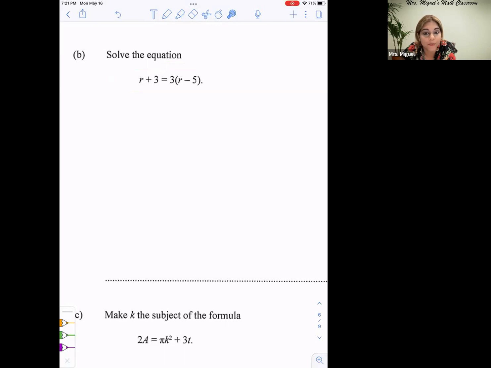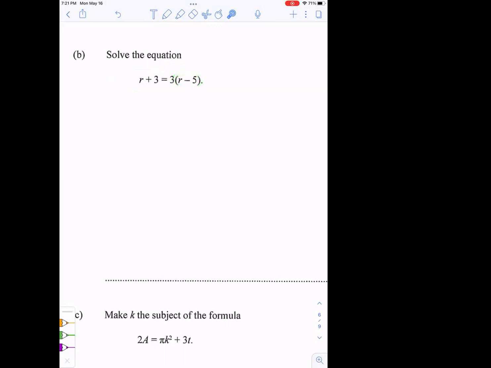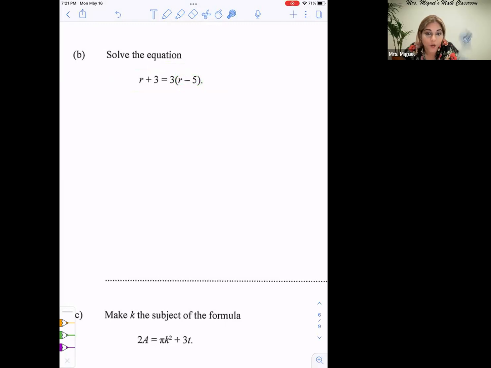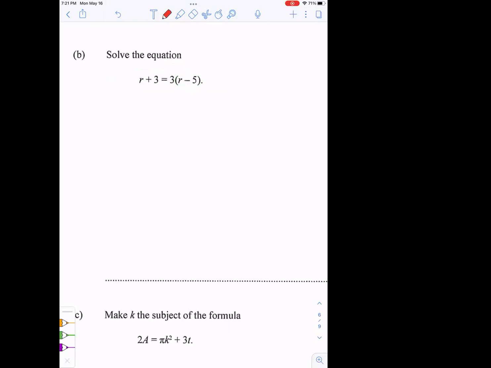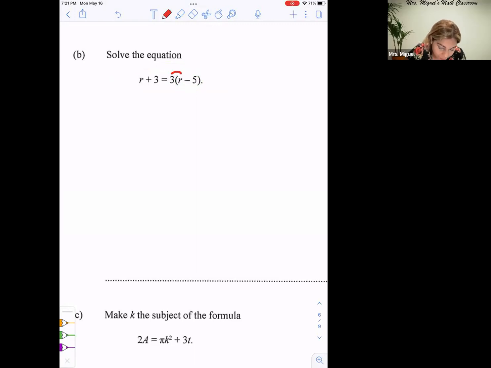What is the first thing we must do? Here I have a bracket. We have to remove the bracket. Very good, Rihanna. How am I removing the bracket? What am I multiplying the terms by? What is the number in front of the bracket? 3. So multiply r by 3, multiply -5 by 3.